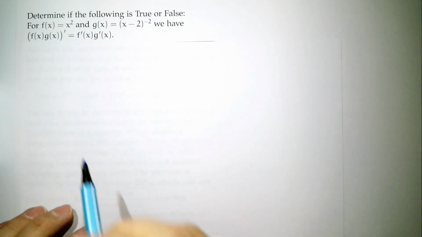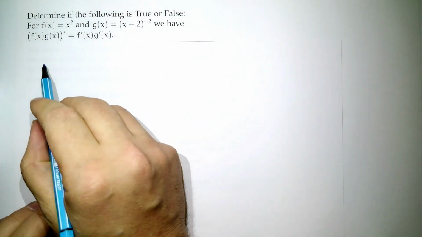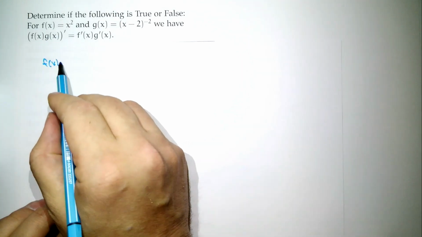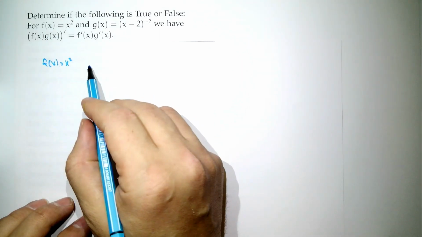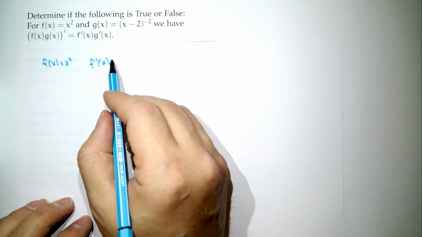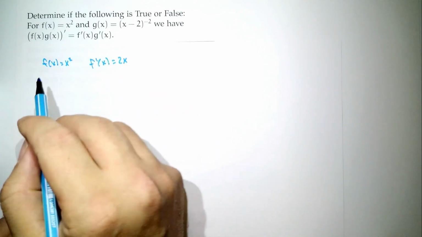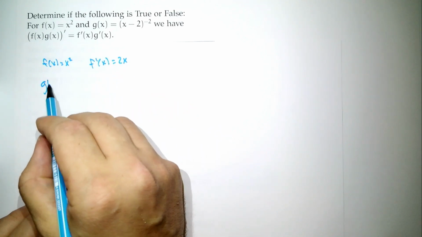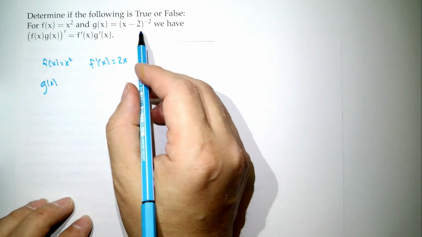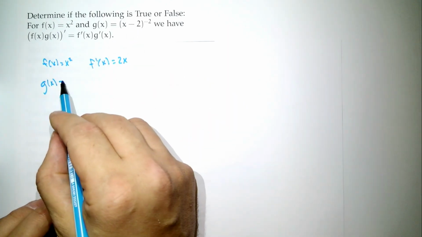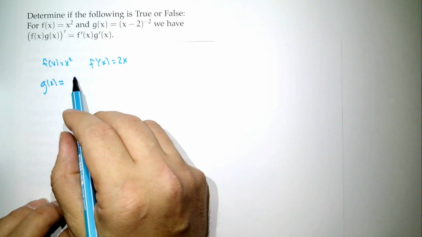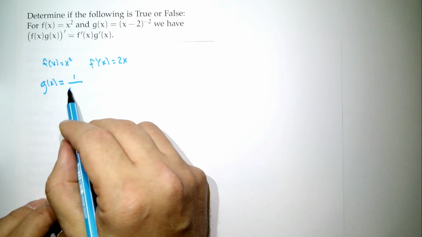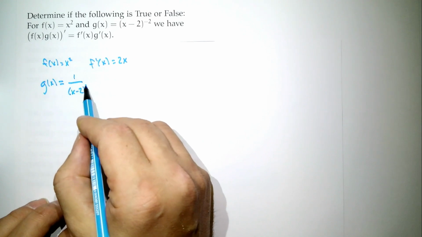All right, so let's take these functions. So we have f of x, that's the function x squared. What's f prime of x? 2x. Now g of x, we want to write this in a way that we can actually work with. G of x, I can write that as 1 over x minus 2 squared.